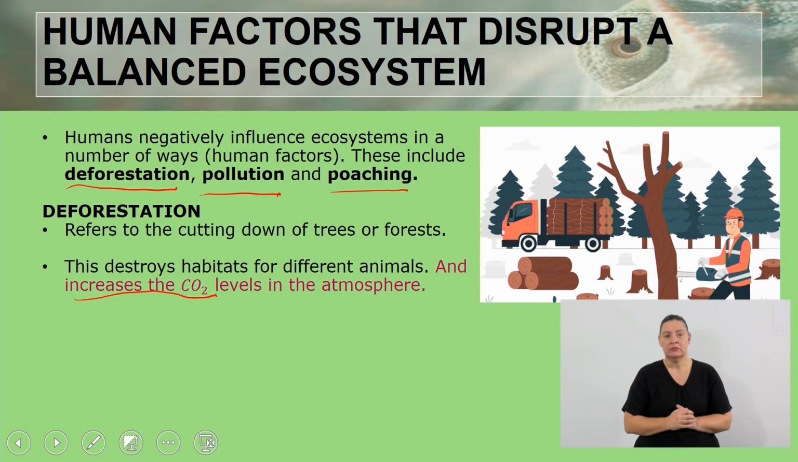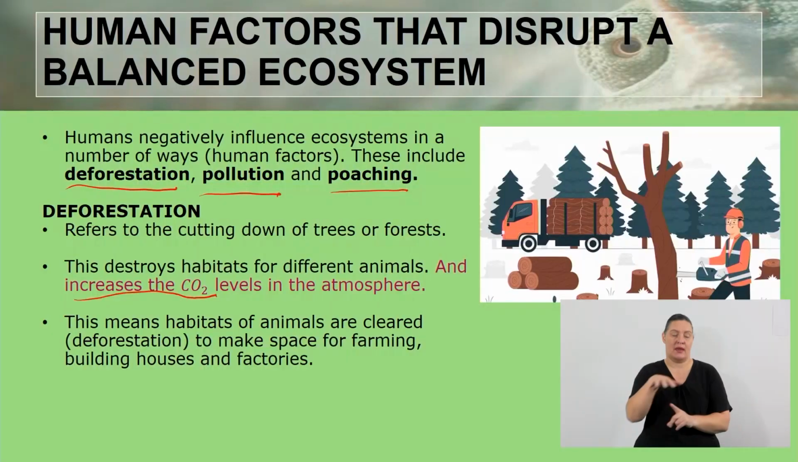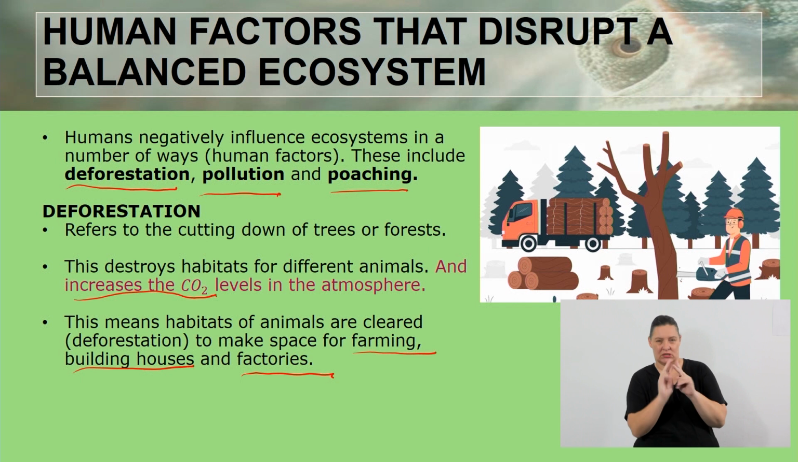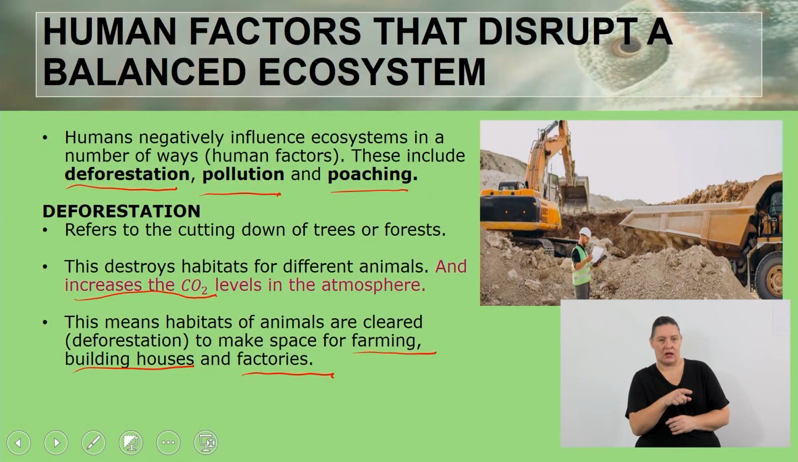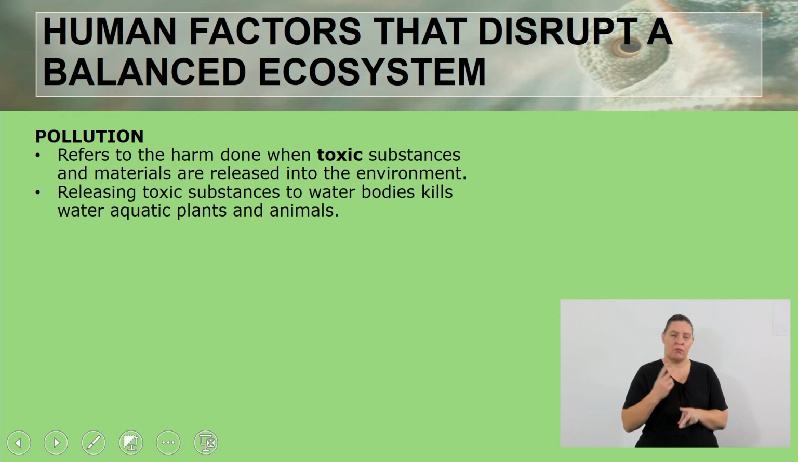If you remember, trees produce oxygen during photosynthesis. So if we cut them down, we are increasing carbon dioxide. This means habitats of animals are cleared during deforestation to make space for farming and for building houses and factories. So that is how human beings play a major role in causing an imbalance in the ecosystem. You can see that picture is an industrial site. Obviously, they have already taken away the trees and they are preparing to build something.